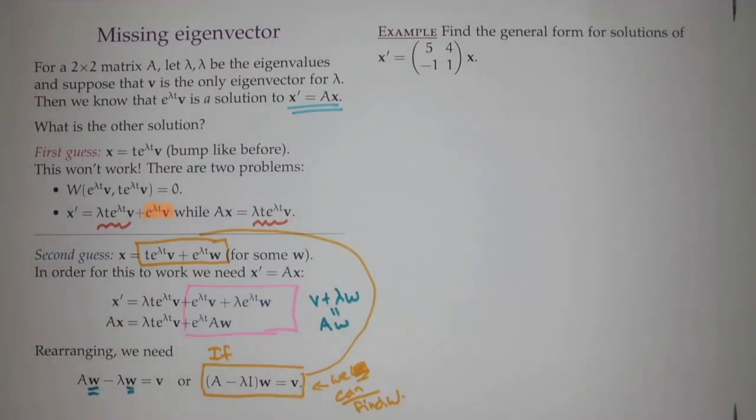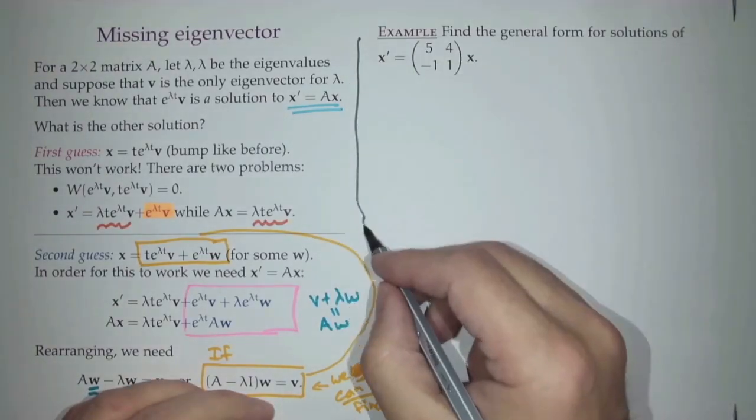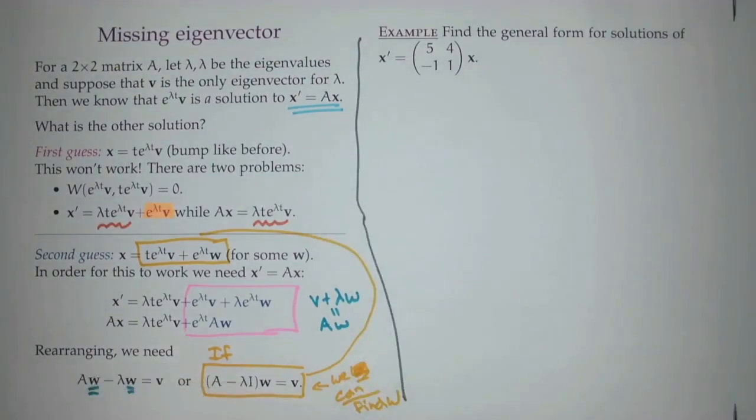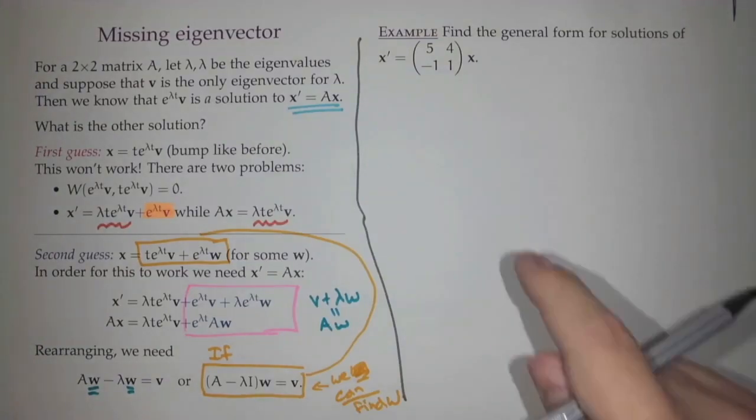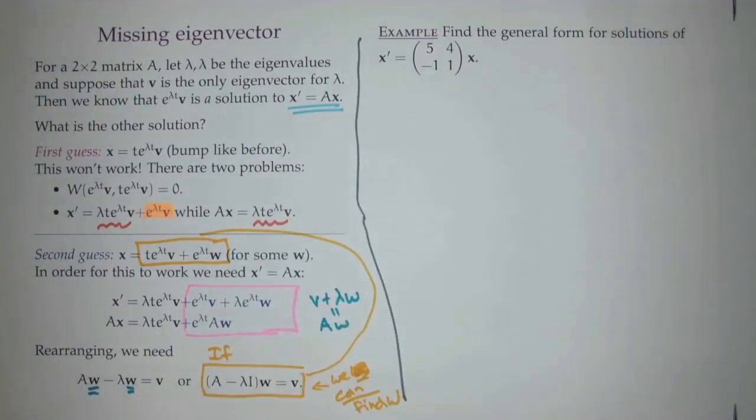Well, let's try an example. Find the general form for solutions of x prime equals the matrix 5, 4, minus 1, 1, times x. All right, now we're doing differential equations. Good. We're cooking with gas here. All right, well, does this matrix look familiar? Yeah. Where did we see it?